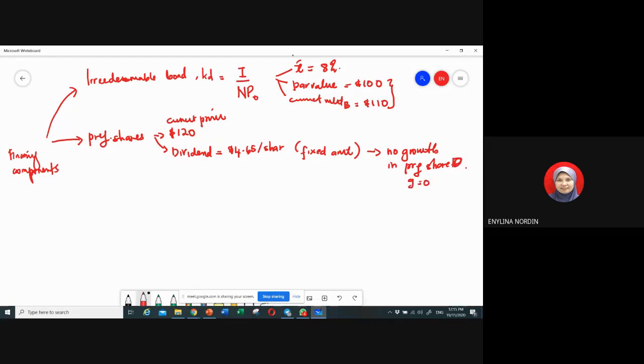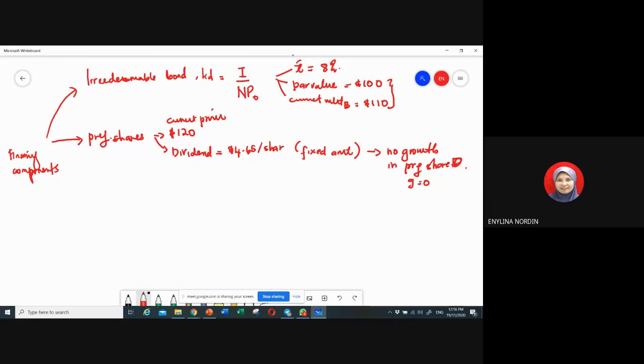So every year, the preference shareholders will receive the same amount of dividend. That is the advantage for the preference shareholders as compared to the ordinary shareholders, where the ordinary shareholders will receive the dividend depending on the residual amount of earnings, that is the balance of earnings left. If the balance of earnings is smaller, that means the dividend amount paid to the ordinary shareholders will also be low or small.